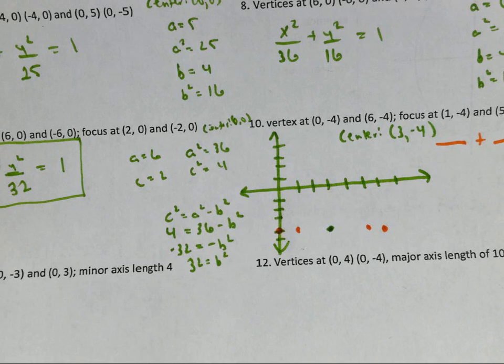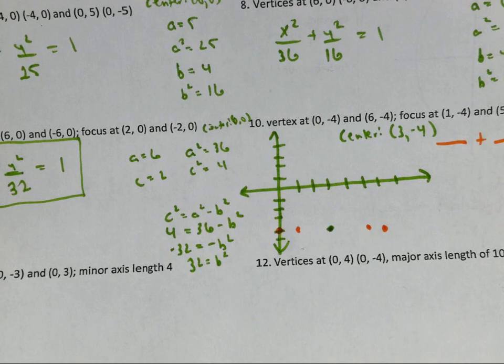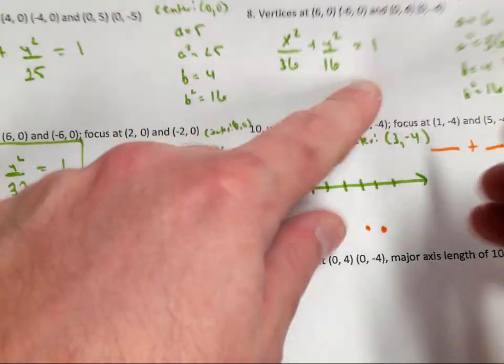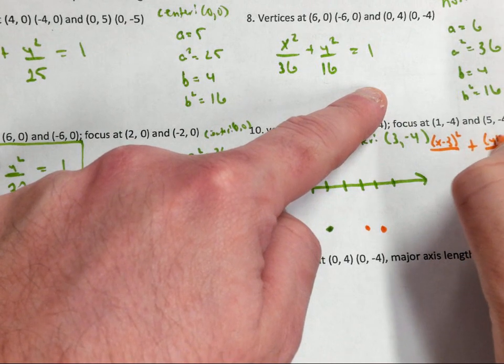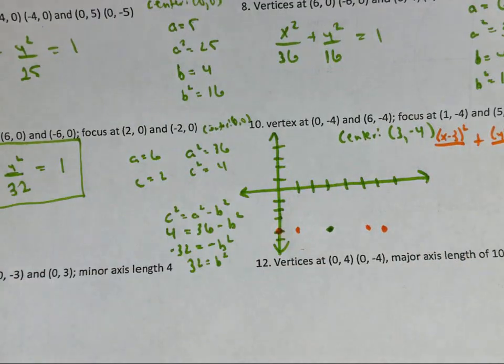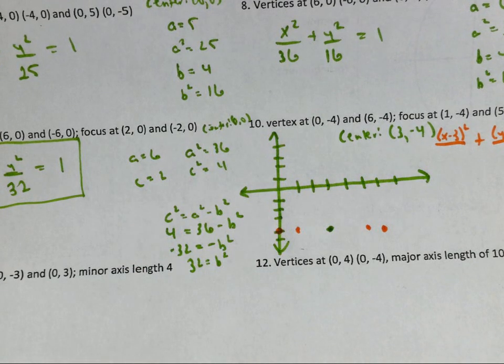Okay, I'm plotting here. Here's your foci. You just keep going until you find the number in the middle. So that's (3, -4). Alright, so I can go to my equation and write (x minus 3) squared plus (y plus 4) squared. So I got my center taken care of in my equation.